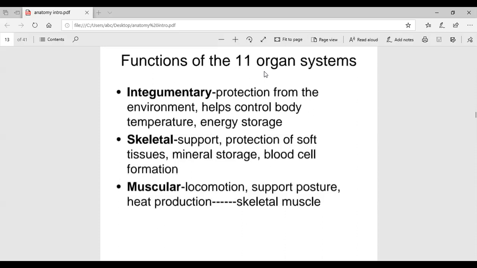So these are the three organ systems which help us in making posture. They help us in heat production. So these are the three organ systems which we discussed. Let's go ahead.